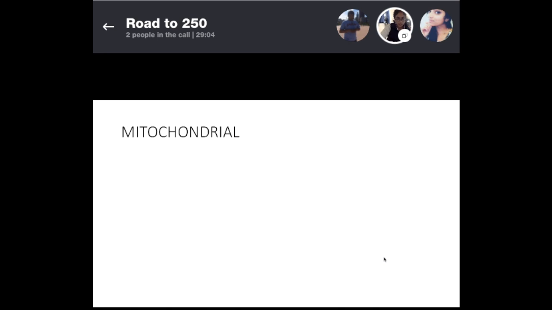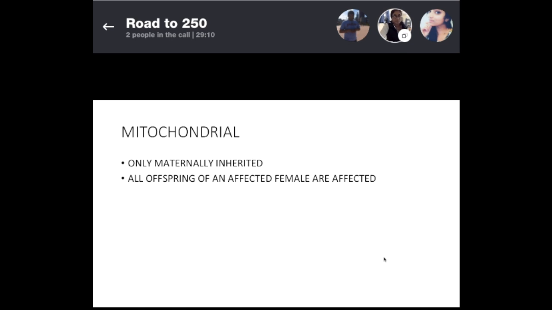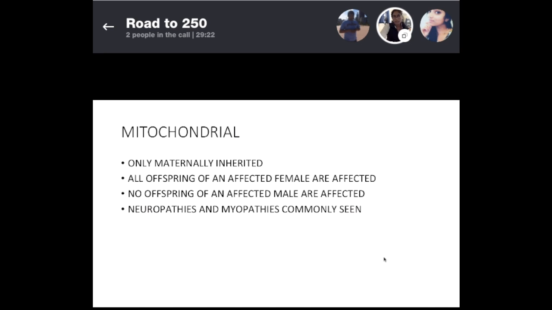Okay, so then the last inheritance pattern is mitochondrial. Usually it's only maternally inherited, and all offspring of an affected female are going to be affected. No offspring of an affected male are affected, and it's usually seen as neuropathies and myopathies. The idea is that during fertilization, the dad's mitochondria stays outside of the egg, hence the maternal mitochondria are the ones affected, and why she is going to pass it on to all children.